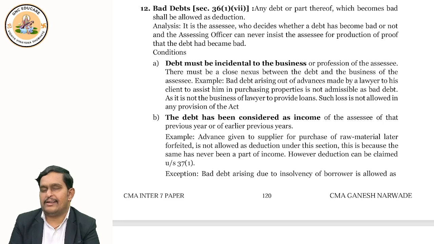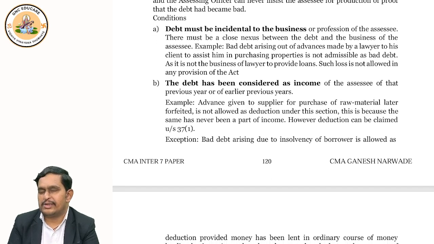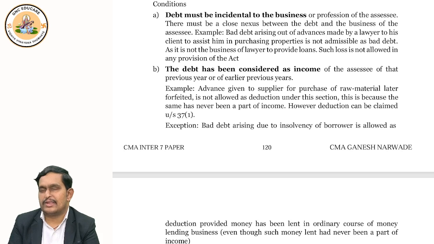But suppose a lawyer is there. The lawyer gave a loan to a client for purchase of property, but the client defaulted on the money. He did not pay back to the lawyer. In that case, the lawyer wants to claim bad debts as deduction. Can he claim? The answer is no, because the lawyer's business is not giving loans, correct? Is it in his ordinary course of business? Giving a loan is not ordinary for a lawyer. It's not normal business for a lawyer. So that's why he cannot claim the deduction of bad debts.